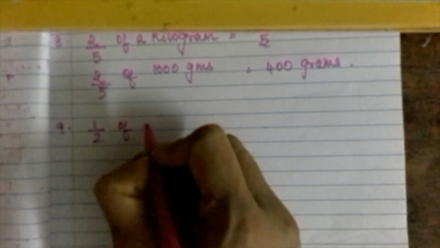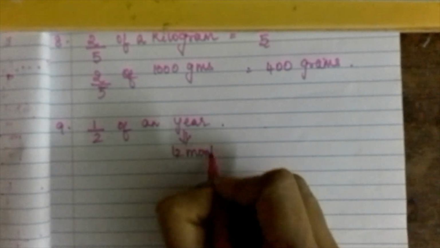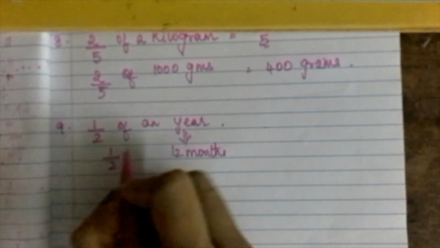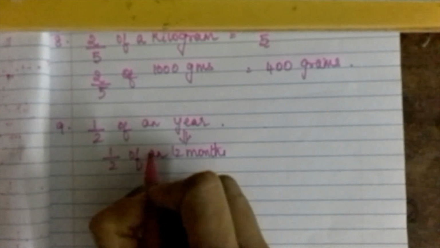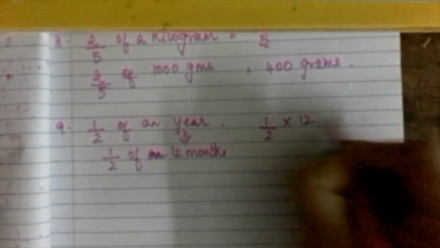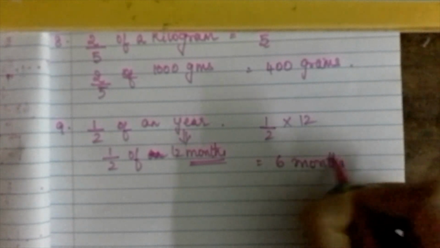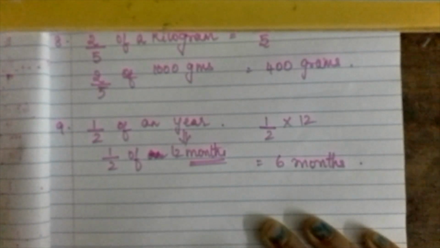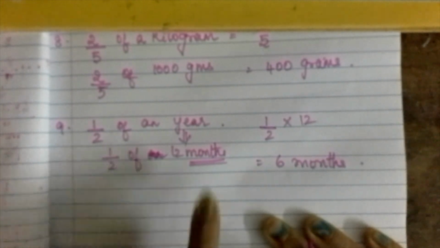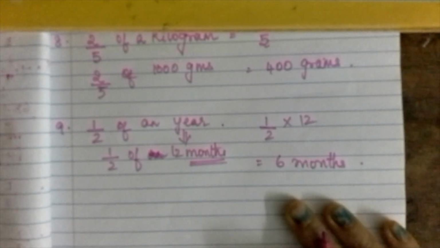And the last one I'm going to do is 1/2 of a year. Now it's given as a year, so we can convert this year into 12 months. So it will be 1/2 of 12 months, so half into 12. It will be 6. So we have to write 6 months and not 6 years. I think in the last 4-5 sums we have been using units. They'll give you a unit and you'll have to convert it into a numerical value and then find the answer.